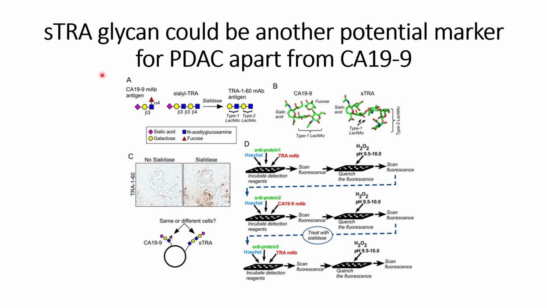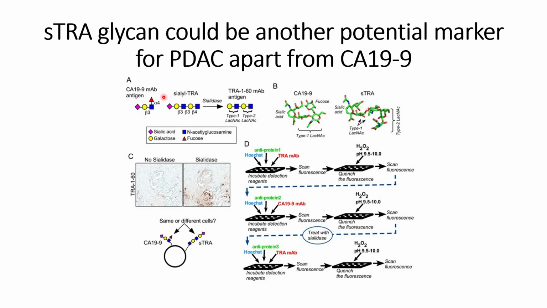What they discuss in this first figure is whether they can detect these TRA glycans in pancreatic cancer tissues. Simultaneously, they also developed an approach to check whether these sTRA glycans are expressed at different positions than the CA19-9 glycans on the pancreatic cancer tissues.